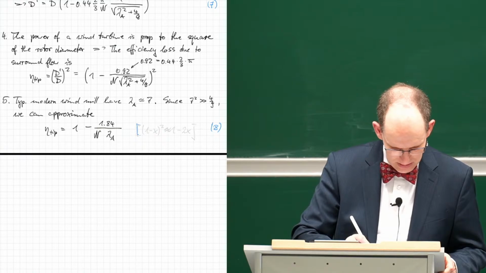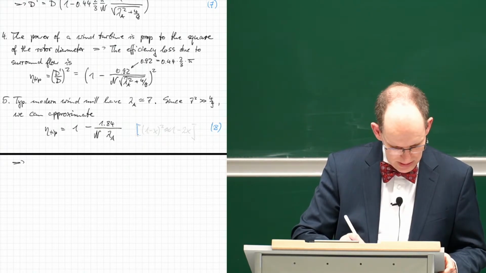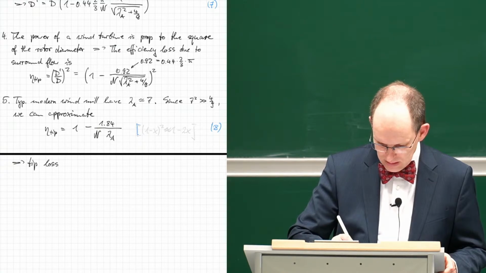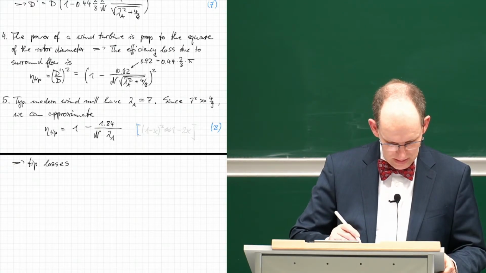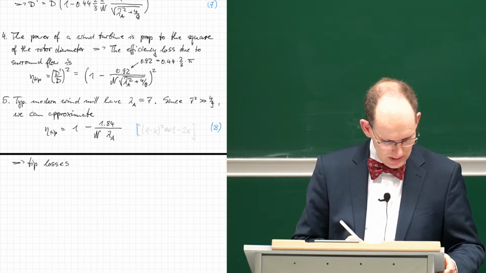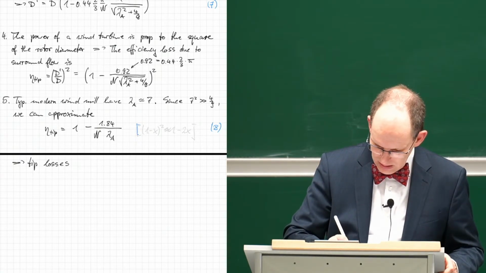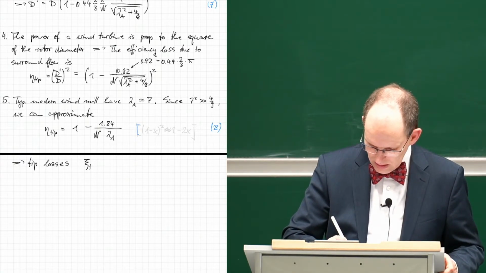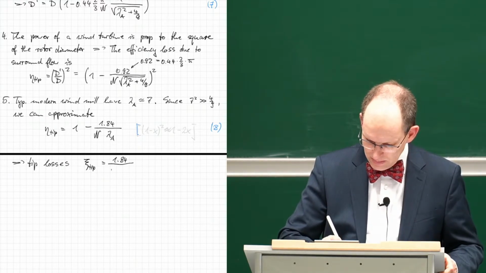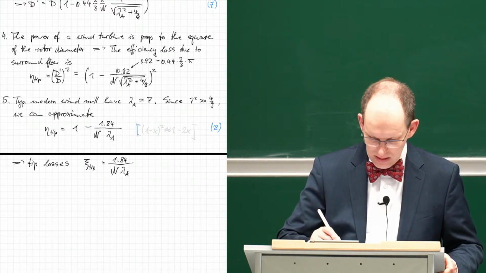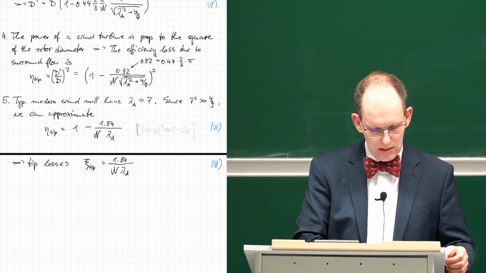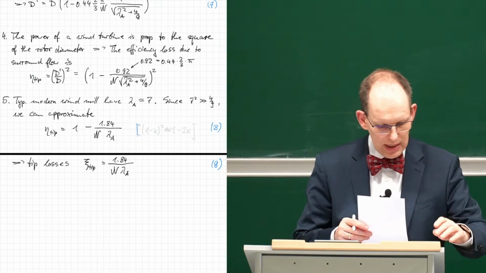So the tip losses, this would be xi tip is 1.84 divided by N times lambda A. Right, trivial, considering what we did already.